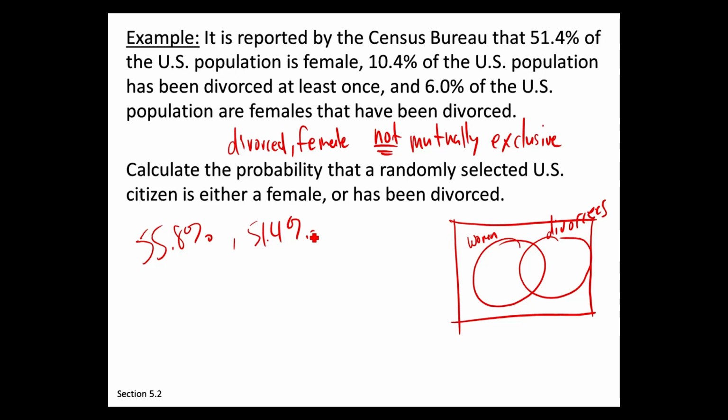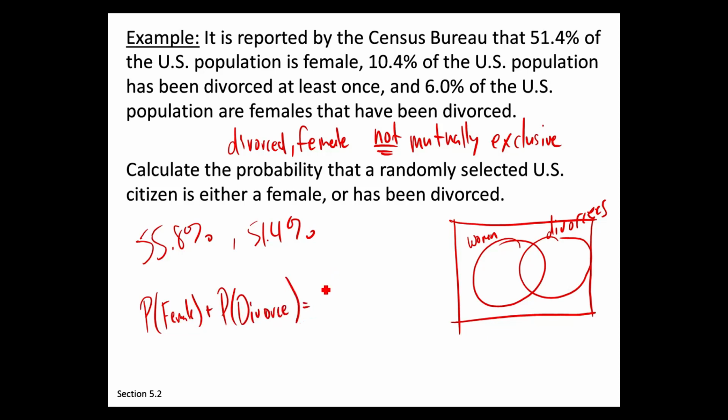Anybody else got any guesses? Population, female or divorced? Okay. Any other guesses? So in the last example, all I did was add them up. So why can't I just say the probability of female plus the probability of being divorced?